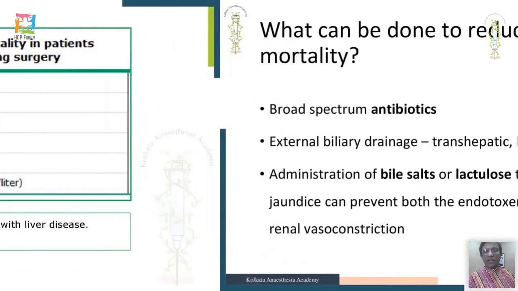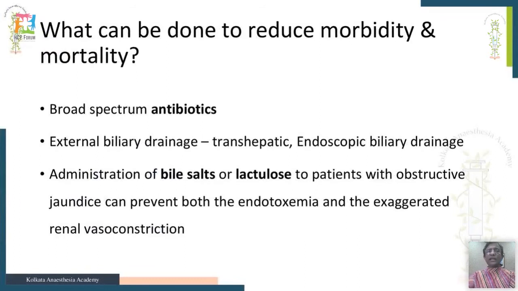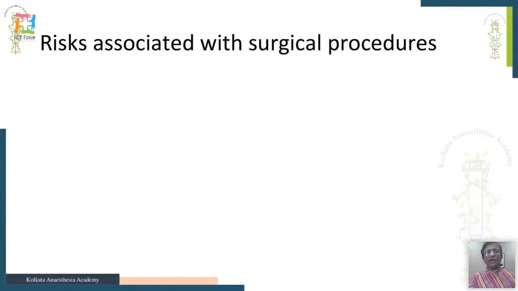Again, these are the risk factors with obstructive jaundice. What can you do to reduce the mortality and morbidity in obstructive jaundice? Preoperative broad-spectrum antibiotics. I think most of your hepatologists or gastroenterologists will do an external transhepatic biliary drainage, or most often, if possible, an endoscopic biliary drainage, a stent or a plastic stent or whatever, and administration of bile salts or lactulose, which can prevent the endotoxemia and the endotoxemia-induced renal vasoconstriction.